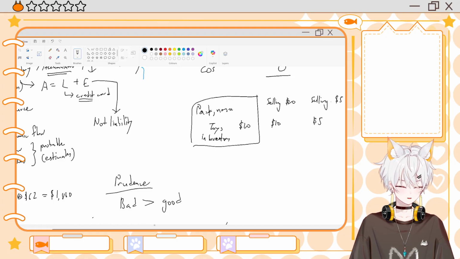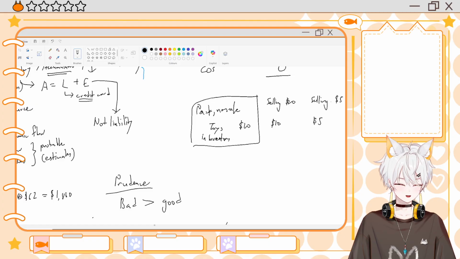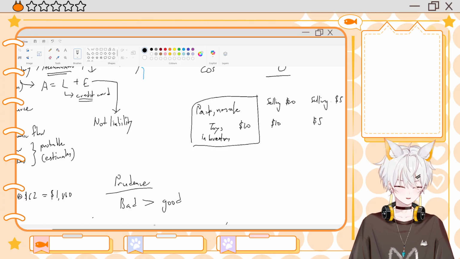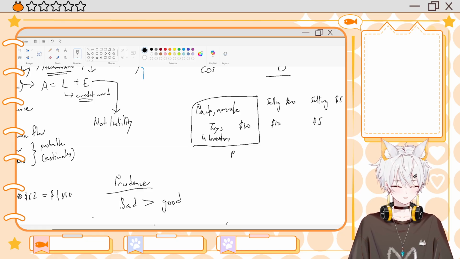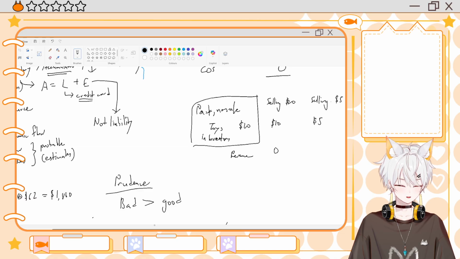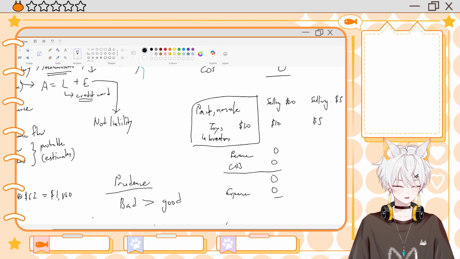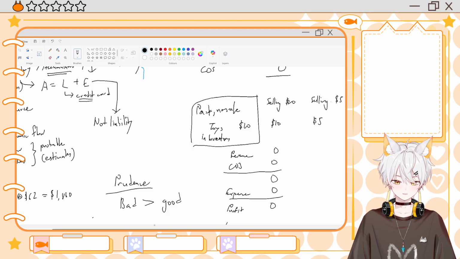No sale. The selling price is $20, but you didn't sell anything, so revenue is 0, because you didn't sell anything. Your cost of sales will also be 0 because you didn't sell anything. And your expenses, assuming you're just a shell company and do nothing, 0. So you have no profit or loss, right?